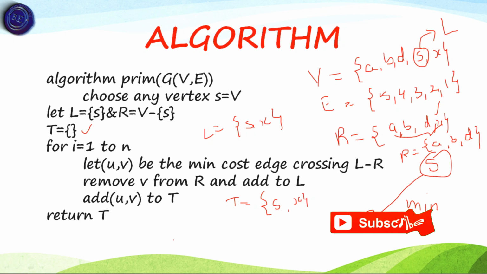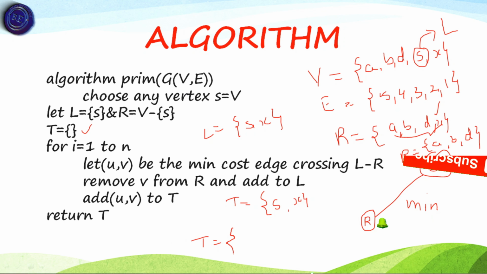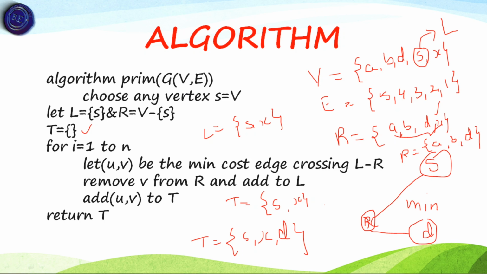After, in the second step, T is equal to S, X, and so on. So this is actually X. So X is connected to some D. So D is again put into the T set, and again this D is also put into the L set. So the remaining vertices become A, B. So in this way the algorithm works.